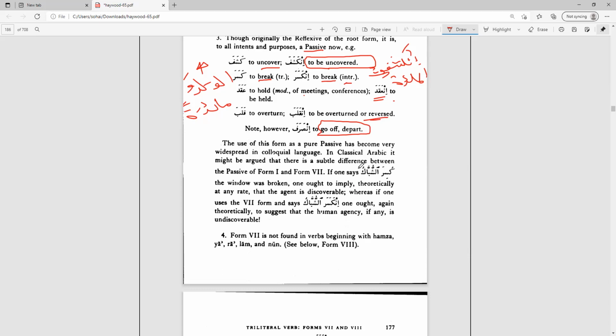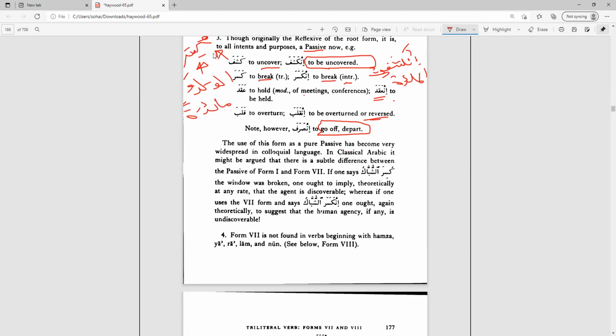So here it just gives a subtle difference. It says in more modern, colloquial Arabic, the passive of form 1, which is kushifa, and inkashafa, there's hardly any difference. He said in classical Arabic there was a small difference. The small difference was when you use a passive form of the first form, for example, for kasara it'll be kusira. Kusira, you will imply that you don't know the doer, but you imply that somebody has done it. You can discover it. You can potentially find out who he is.